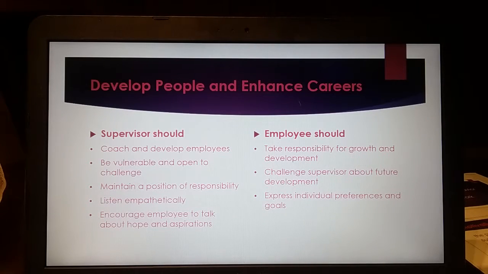And then the employee should take responsibility for their growth and their development themselves. They have to bring something to the table as well. It's not just up to the supervisor. They should ask the supervisor for future development and improvement opportunities, and be able to express what their interests are.